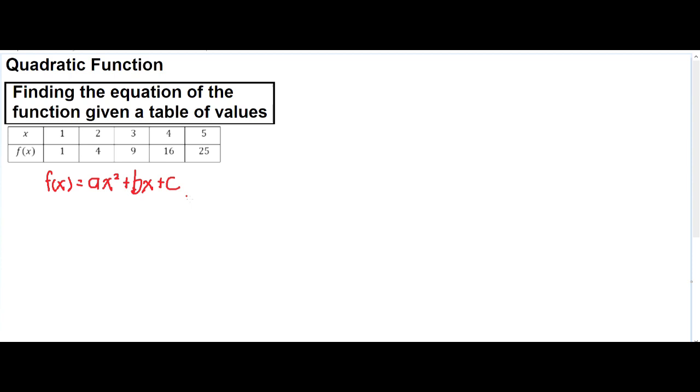Isa-substitute lang natin yung given table of values sa kanya para makakuha ng tatlong equation. Now, specifically, we need 3. Sabihin mo na, wag mo nang pahirapan yung sarili mo, yung unang tatlo na. Yung 1, 1, 2, 4, and 3, 9. Yan na yung kunin natin.